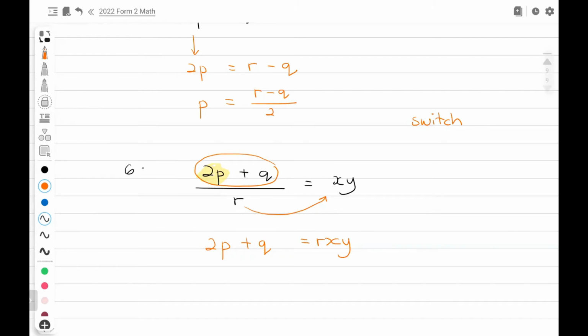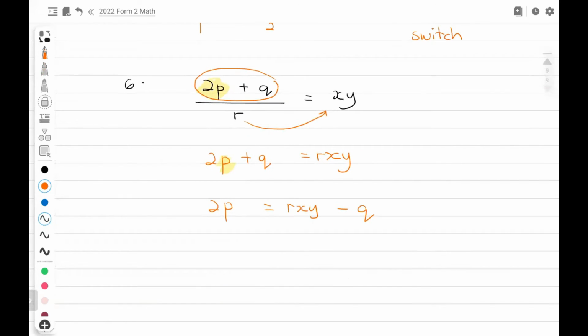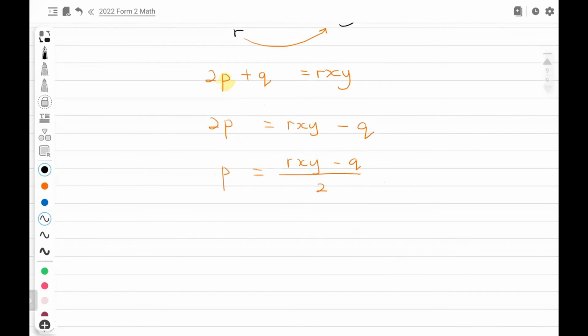Not yet finished because we want p alone. So continue. 2p equal to rxy minus q. One more step. P equal to rxy minus q divided by 2. Then this is the answer because p is alone already on the left side.